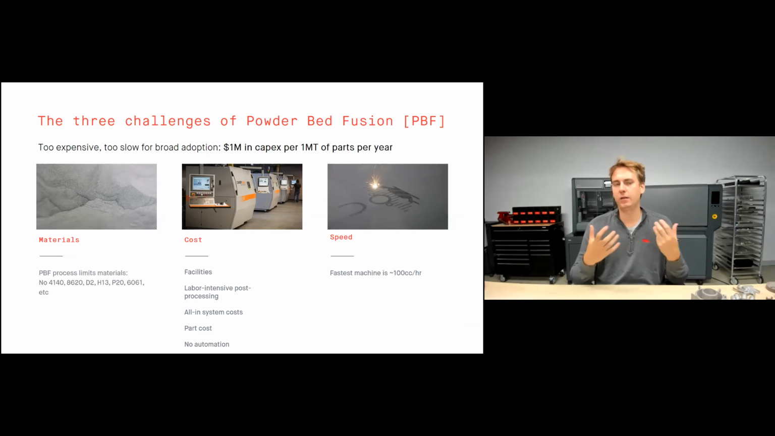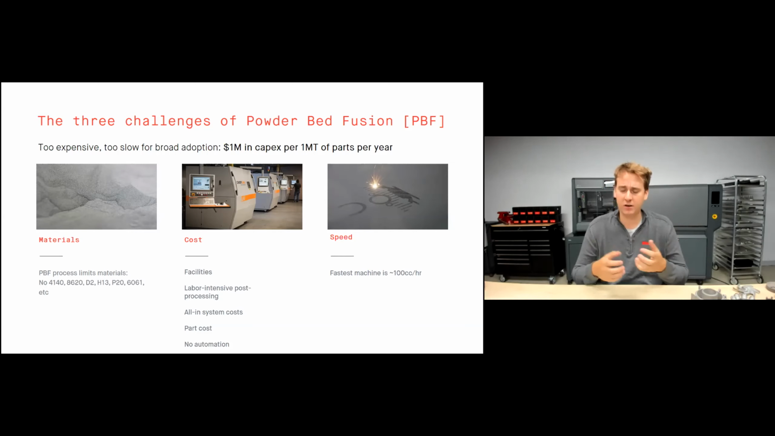Generally, when Desktop Metal was founded, we saw that this technology was too expensive and too slow for broad adoption. You have to spend about $1 million in capital expenditures to get a machine, and that's to produce about 1 metric ton of parts per year. The materials weren't very familiar. There are special alloys that need to be produced for the process. There's no 4140, there's no tool steels, there's no 6061 aluminum. The cost, like I mentioned, is very high.